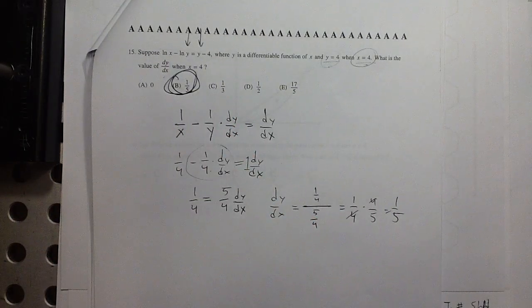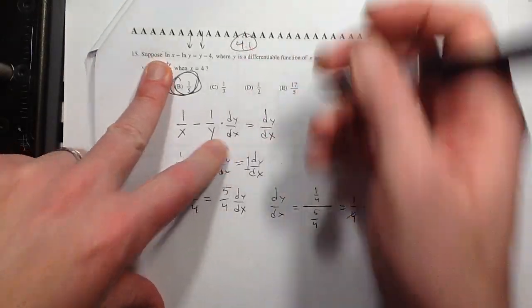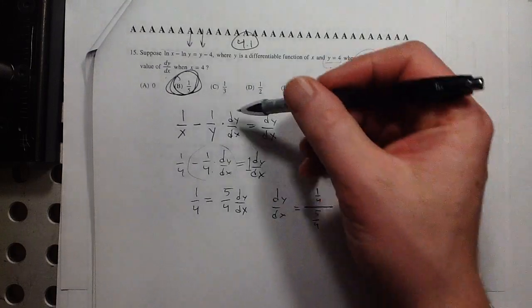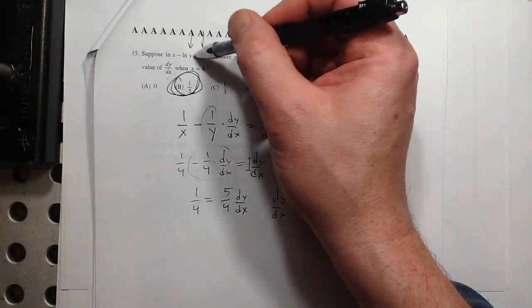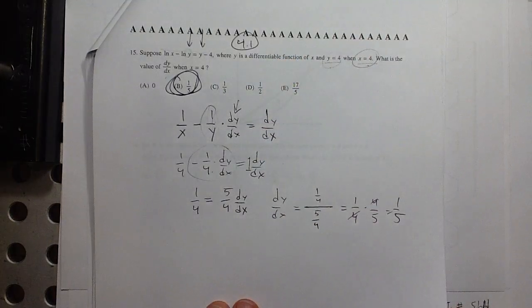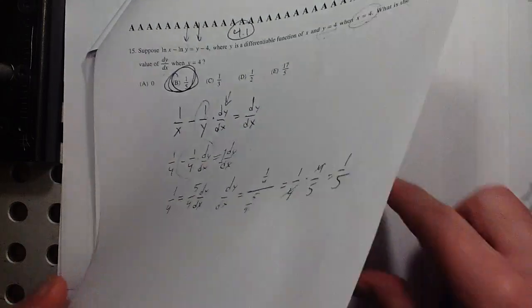Implicit differentiation. That is section 4.1. Not hard to do. It's basically just like the chain rule. Every time you take the derivative of something with a y in it, you have to multiply by the derivative of what's inside, which is dy/dx, because it wasn't an x.